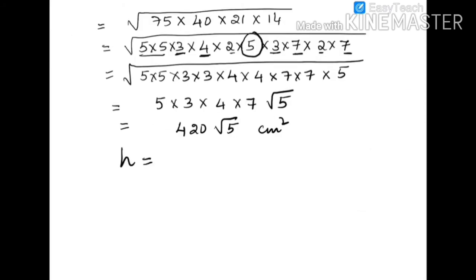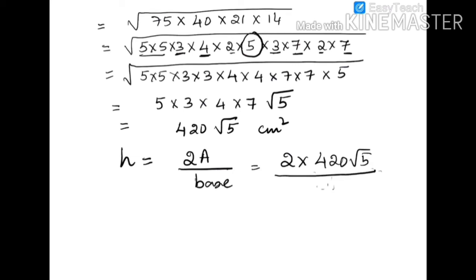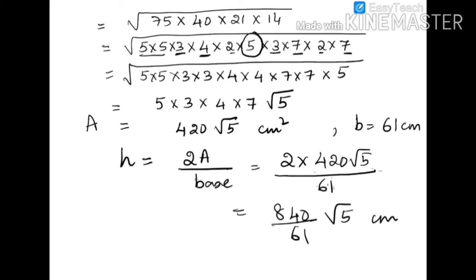So, height of this triangle is 2 times area divided by the base, where the area is 420 root 5 and the base corresponding to the smallest altitude is the longest side of the triangle. So, that is 61 centimeters. So, this is 840 divided by 61 root 5 centimeters.